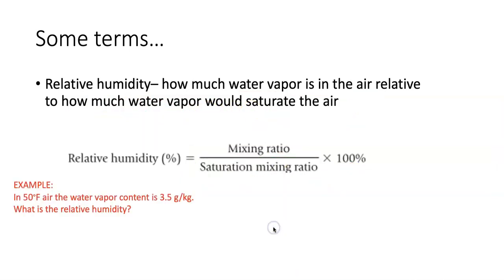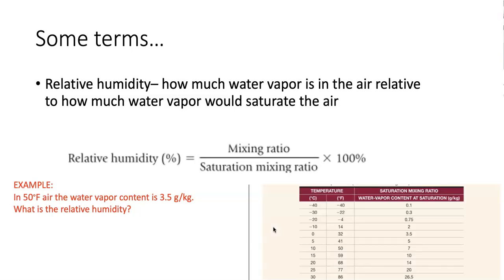So for example, in 50-degree air, the water vapor content is 3.5 grams per kilogram. What's the relative humidity? So you go to this chart and you look at 50-degree air, this is Fahrenheit, and you see that it can hold 7 grams of water vapor per kilogram. So you use this formula, the mixing ratio is 3.5, that's how much is there. The saturation mixing ratio is from this table, how much could be in the air, and you use the formula and you find out that the relative humidity is 50%. The air has 50% of the water vapor it could hold before it is saturated.